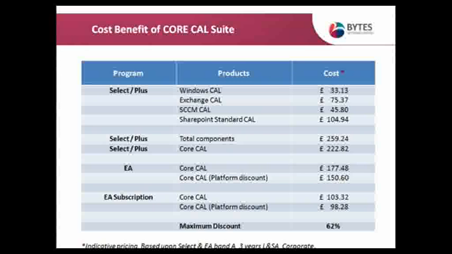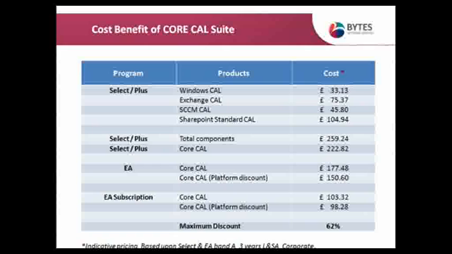Okay, so to give you an idea, as I mentioned, Microsoft do offer a discounted price if you buy the Core CAL suite of products as opposed to buying it separately. So what we've got here is some pricing examples, and this is based on comparing Select or Select Plus with EA and Enterprise Subscription. These prices are as of July, and they're based on 3 years' worth of Software Assurance.